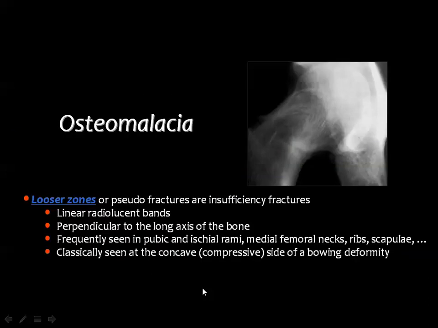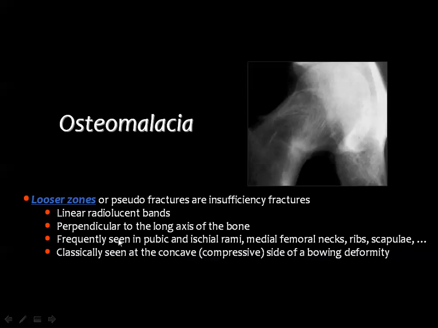And the second major manifestation of osteomalacia is the Looser zone. The Looser zone is a pseudo fracture or an insufficiency fracture, which is typically located at certain points. These points are usually the concave or the compressive side of a bowing deformity, and it is frequently seen in the pubic and ischial rami, the medial aspect of the femoral neck, the ribs, and the scapulae.